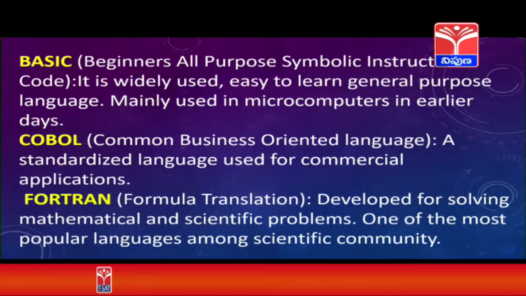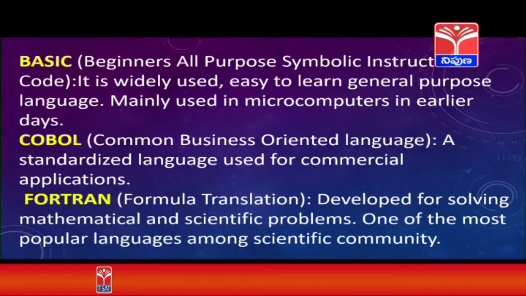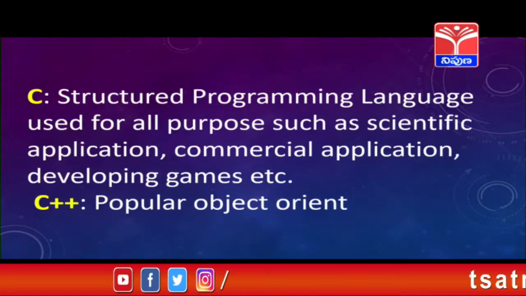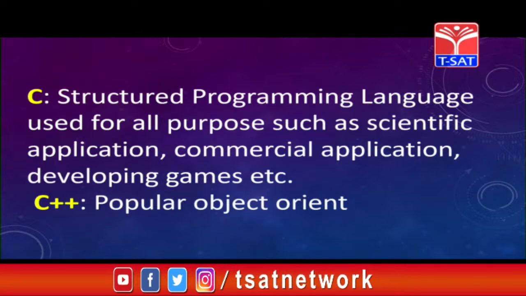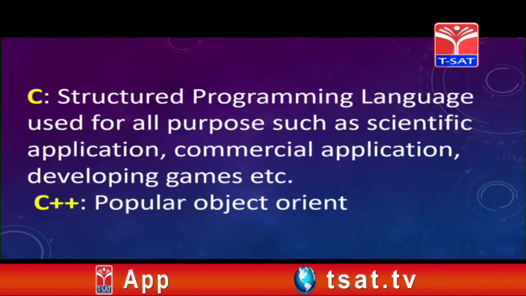I will go quickly through the names of the languages. BASIC means Beginners All-purpose Symbolic Instruction Code. BASIC is one of the high level languages. COBOL is a standardized language used for commercial applications. These meanings are very important. COBOL means Common Business Oriented Language. Fortran means Formula Translation. C is a structured programming language, and C++ is a popular object oriented language. So, BASIC, COBOL, Fortran, C, C++ are the high level languages.